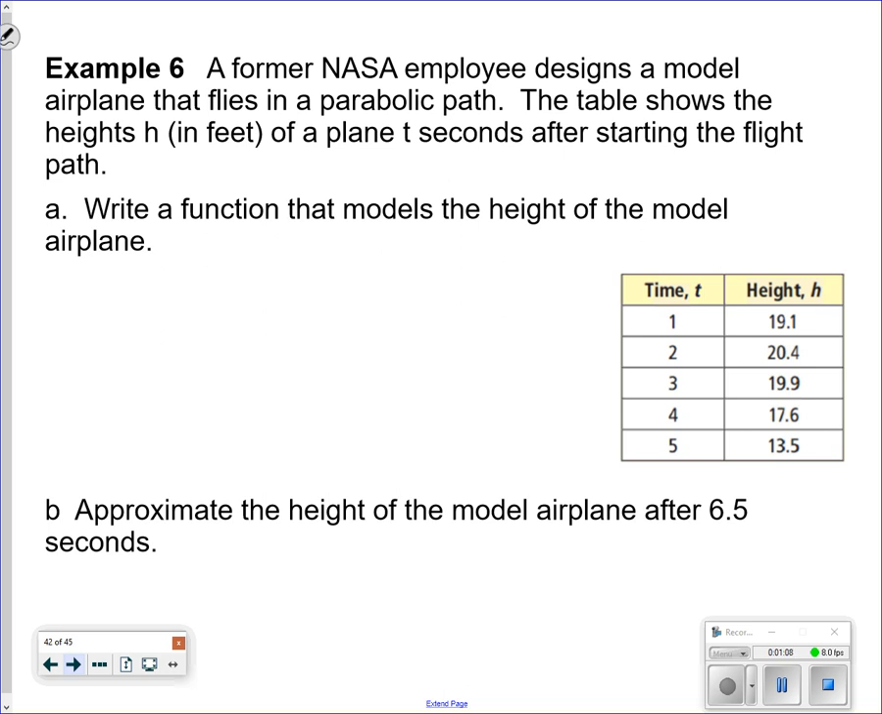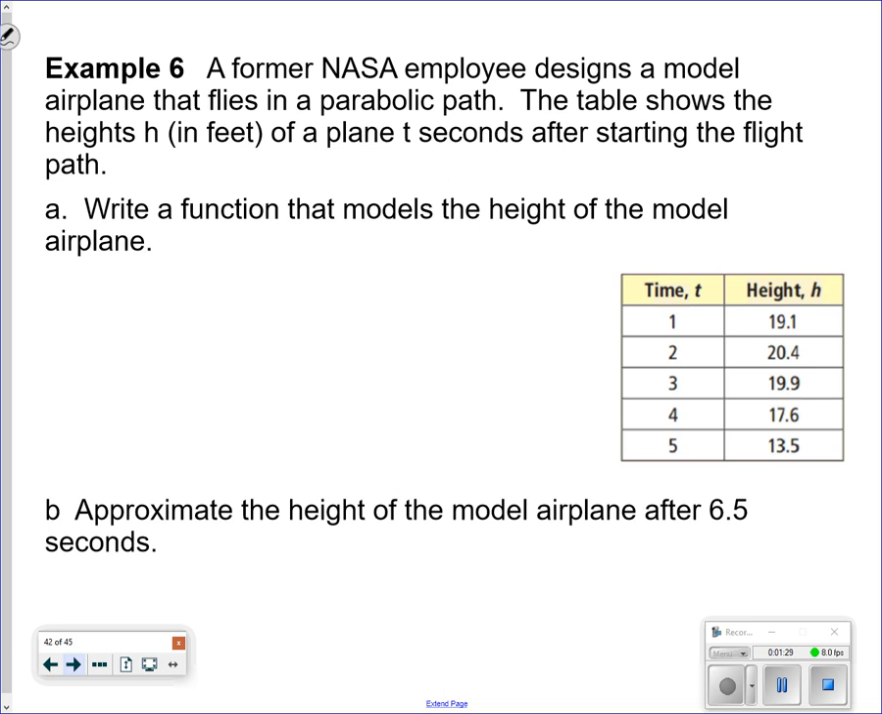So we're going to do this question by hand, but to be honest with you, most of the time you're going to use a graphing calculator, which I'll show you in the next example. So here we go. A former NSA employee designs a model airplane that flies in a parabolic path. The table shows the heights of the plane t seconds after the starting path. Write the function that models it.